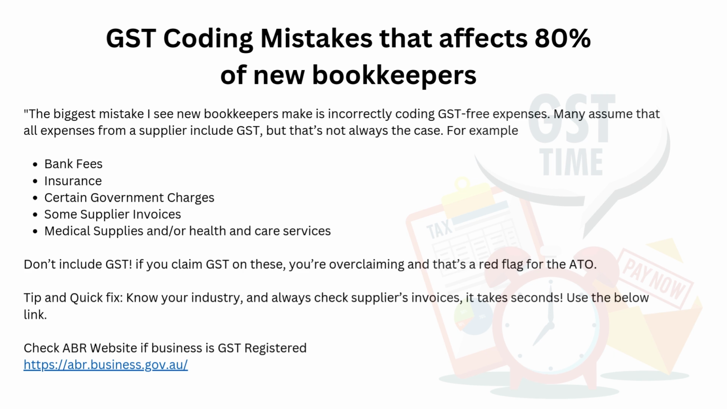So a really quick tip and a really quick fix is to, one, know your industry, understand what they do for work to grasp whether they in fact can on-charge GST or claim GST credits. And always check the supplier's invoice. And if you're ever not sure, just ask the client. It takes seconds. And then you just use the below link, which is our Australian Business Register website, the ABR website. And you can just pop the ABN in there and it'll bring up whether they're GST registered or not.